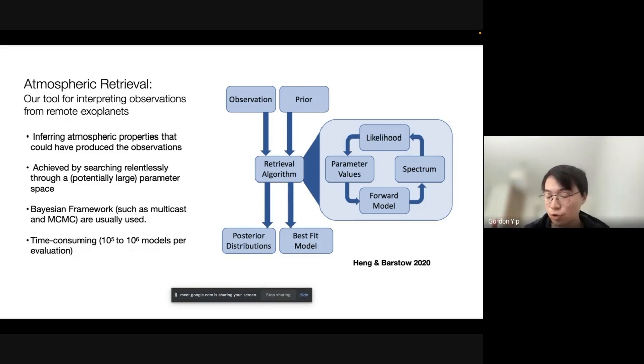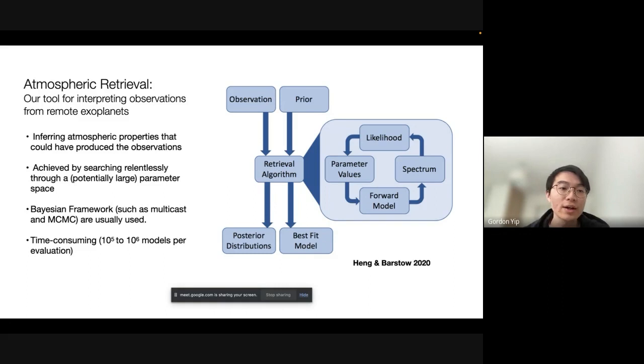So basically, you have your observation, you have your prior, basically your belief about where this parameter lies. You put in this retrieval algorithm where you have your forward model, your atmospheric model, and then you also have your spectrum, and then you compute the likelihood, basically how close your theoretical spectrum is to your observation.